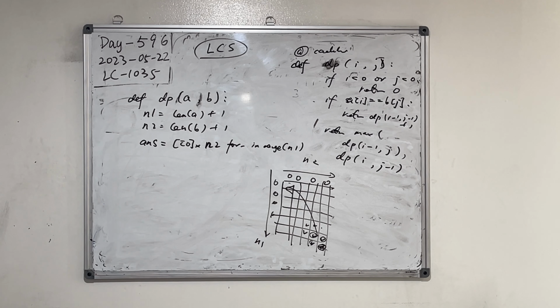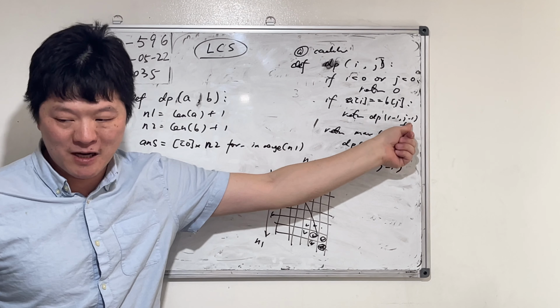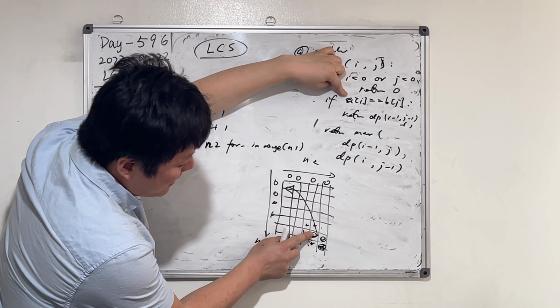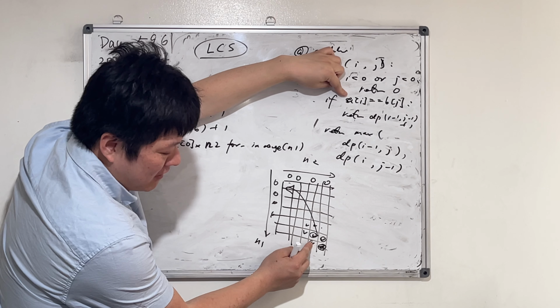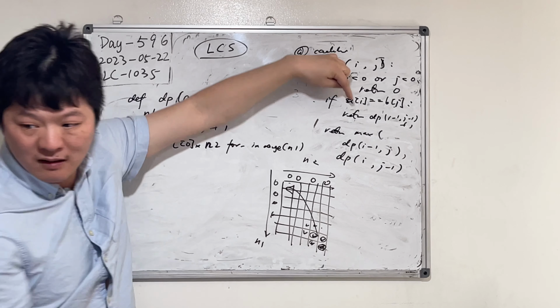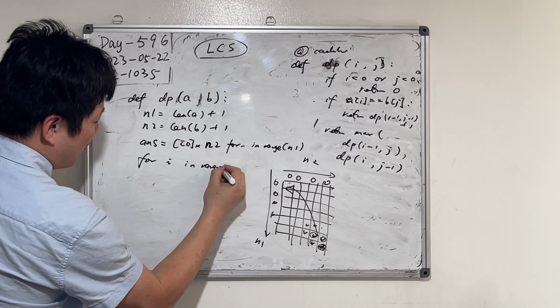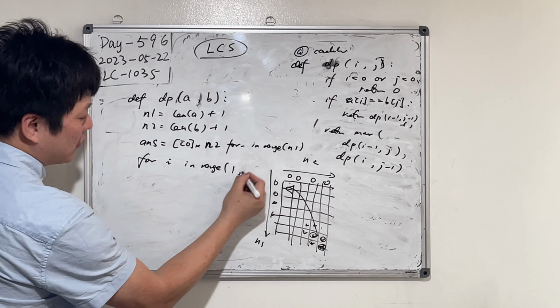What do you mean by possibly? Yes, possibly. Remember, if a[i] equals b[j], then it only needs the i-1, j-1 value. If not equal, it needs these two values, and takes the maximum. Does it make sense? This is the dynamic programming equation. And then for i in range, we start from 1, the second value, because we added an extra bit to n1.